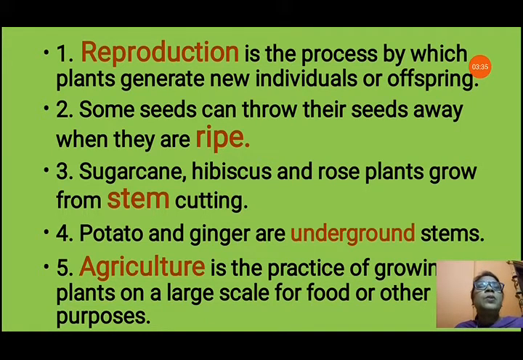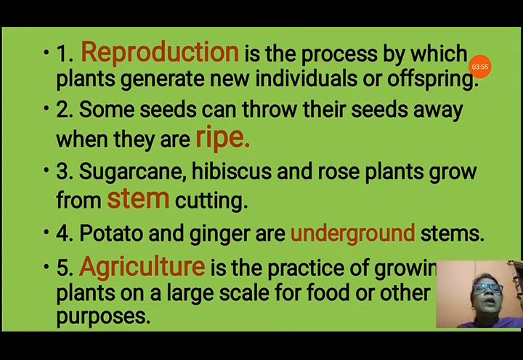Now next question number 3 is, sugarcane, hibiscus and rose plants grow from dash cutting. All these plants can grow from stem cutting. We cut a healthy stem from a healthy plant and sow it in the soil, then after a few days it grows into a new plant and develops roots and shoots.